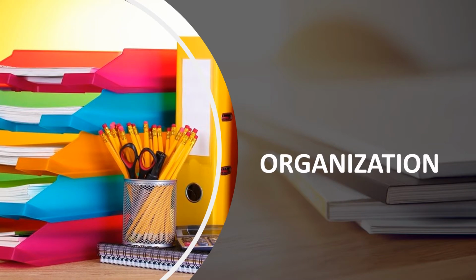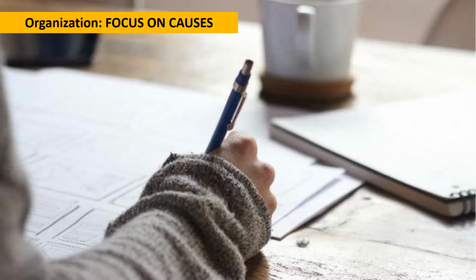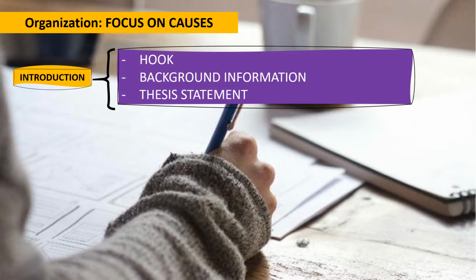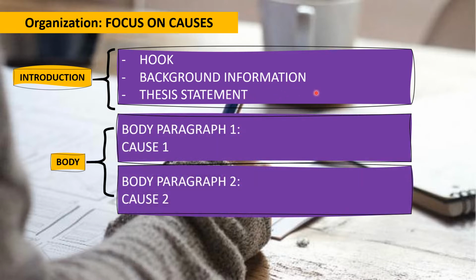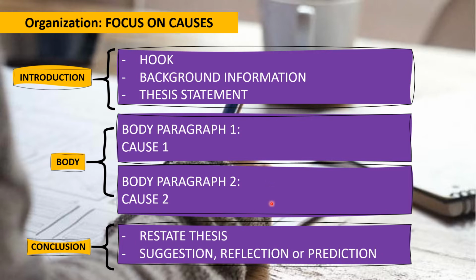Okay, so talking about the organization of this kind of essay, first one, focus on causes, in which you have the introduction. You're gonna use a hook to catch the reader's attention, background information, and the thesis statement. Then the body paragraph 1, body paragraph 2, talking about cause 1 and cause 2, and then the conclusion in which you can restate the thesis, give a suggestion, a reflection, or prediction.